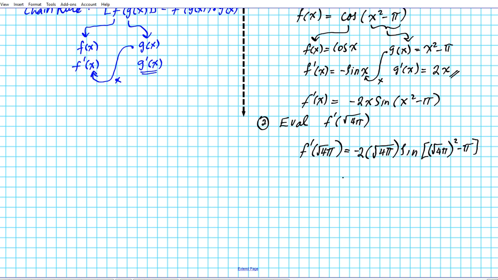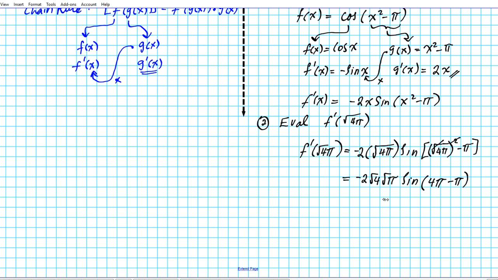Okay, so this becomes, we can root the 4 and root the pi, so this could become negative 2 root 4 root pi sine of, if you square the square root of 4 pi, square and square roots are inverse functions, so they basically take each other out. So these two take each other out, and we're left with 4 pi minus pi.